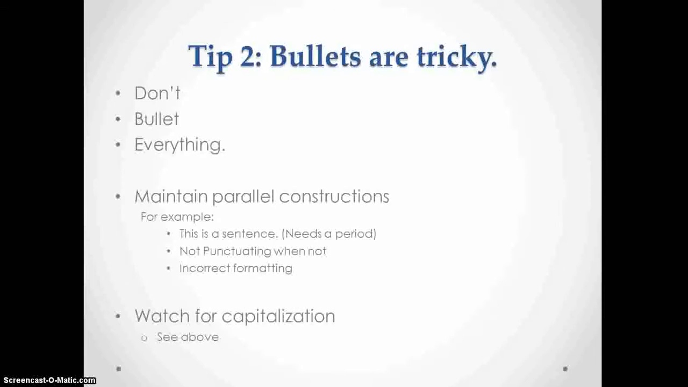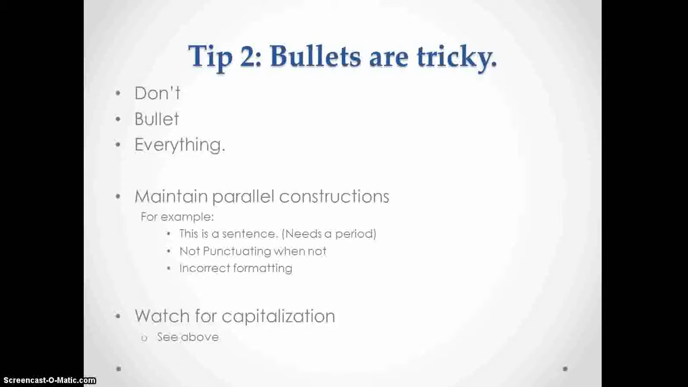Secondly, bullets are tricky, but they don't have to be once you understand how you're working with them. So my first point is don't bullet everything, and that means you have to override whatever need Microsoft PowerPoint has to want to bullet point everything on your slide. You can easily do that by just hitting backspace, and that will take out that first bullet.